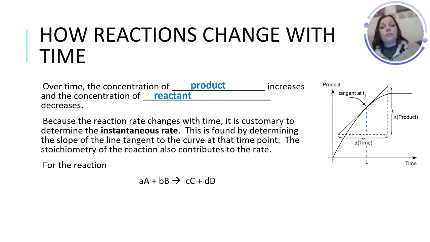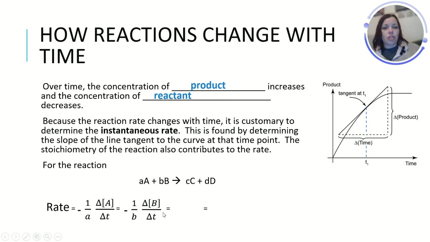So for now, for the reaction aA plus bB yields cC plus dD, the rate is equal to negative 1 over a, so this is the coefficient, times the change in concentration of A over the change in time, is equal to negative 1 over b times the change in concentration of B over the change in time, is equal to 1 over c. Notice it's positive now. Change in concentration of C over change in time is equal to 1 over d, change in concentration of D over change in time.